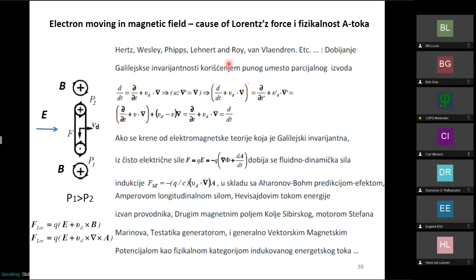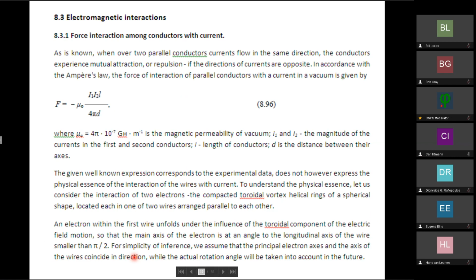Here the point was actually that the Lorentz, the Hertz reformulation followed later by Phipps, Wesley, maybe Leonard, Roy, Van Flandern, and so on, is actually already contained in a properly set up formulation. There is no need for its explicit definition as had been the case in the course of electrodynamics development.